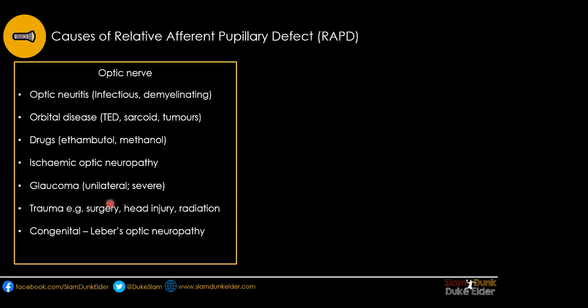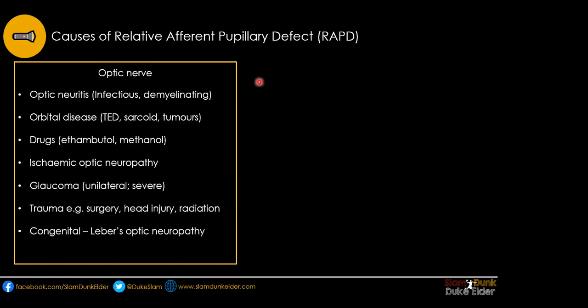Trauma, so if someone's had surgery, we mentioned before that you can have retrobulbar anesthesia, and that carries a risk of damage to the optic nerve. If someone's had a head injury, perhaps they've got a fracture compressing the nerve, perhaps they've got retrobulbar hemorrhage, or if someone's being treated for cancer and they've had radiotherapy, that can damage the nerve as well. And then, as always, you've got your congenital causes, a big one being Leber's optic neuropathy.